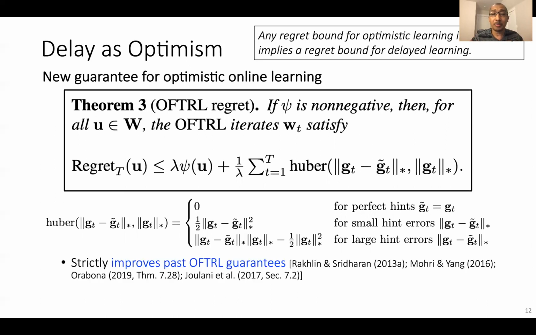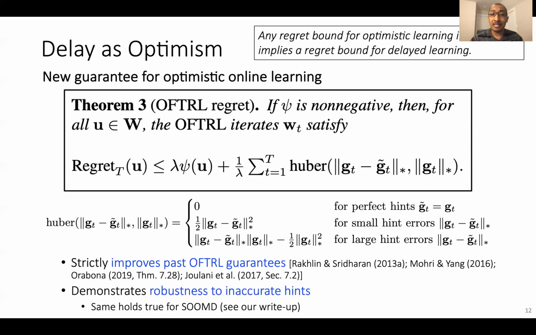So this actually strictly improves past optimistic FTRL guarantees, which basically just have quadratic growth. And simultaneously, it demonstrates this added robustness to inaccurate hints. And that's going to become very important when we start applying these results to delay, where our hints could be quite bad. And the same actually holds true for our optimistic mirror descent guarantees.